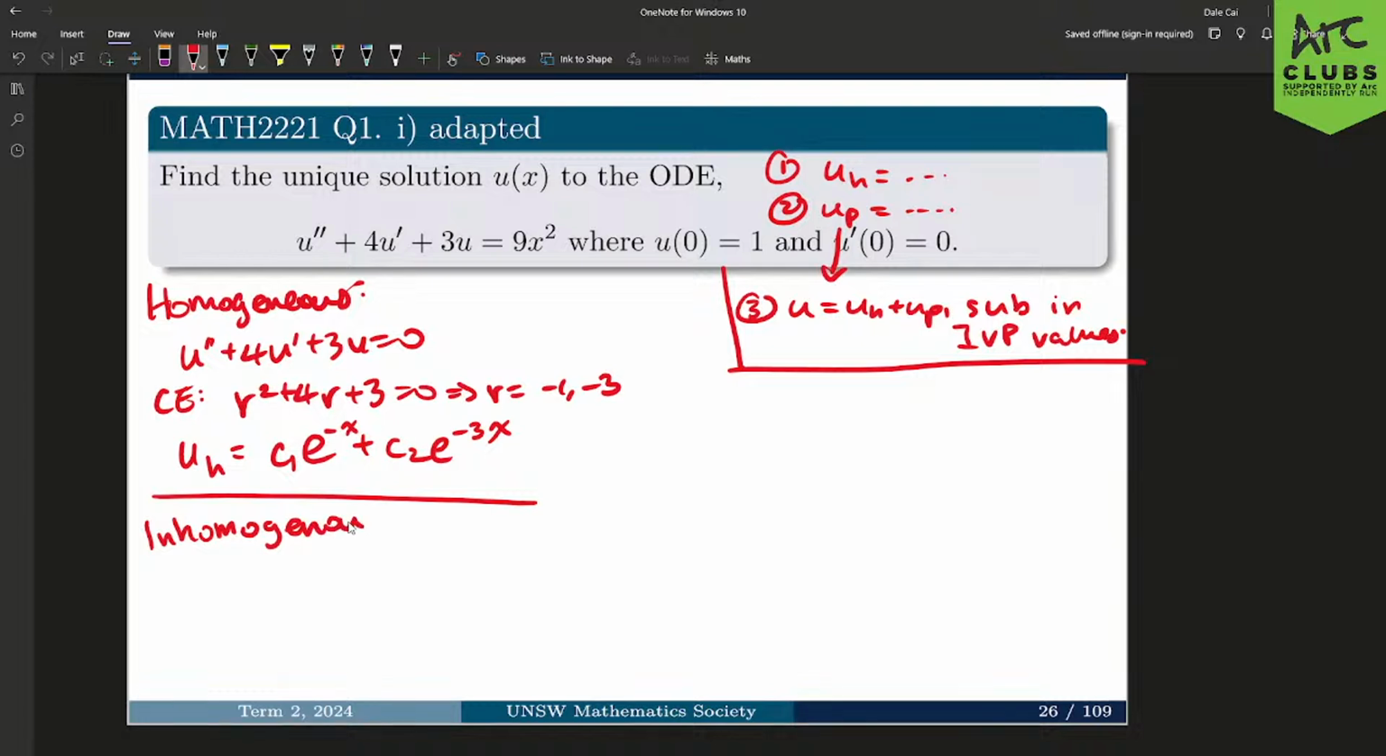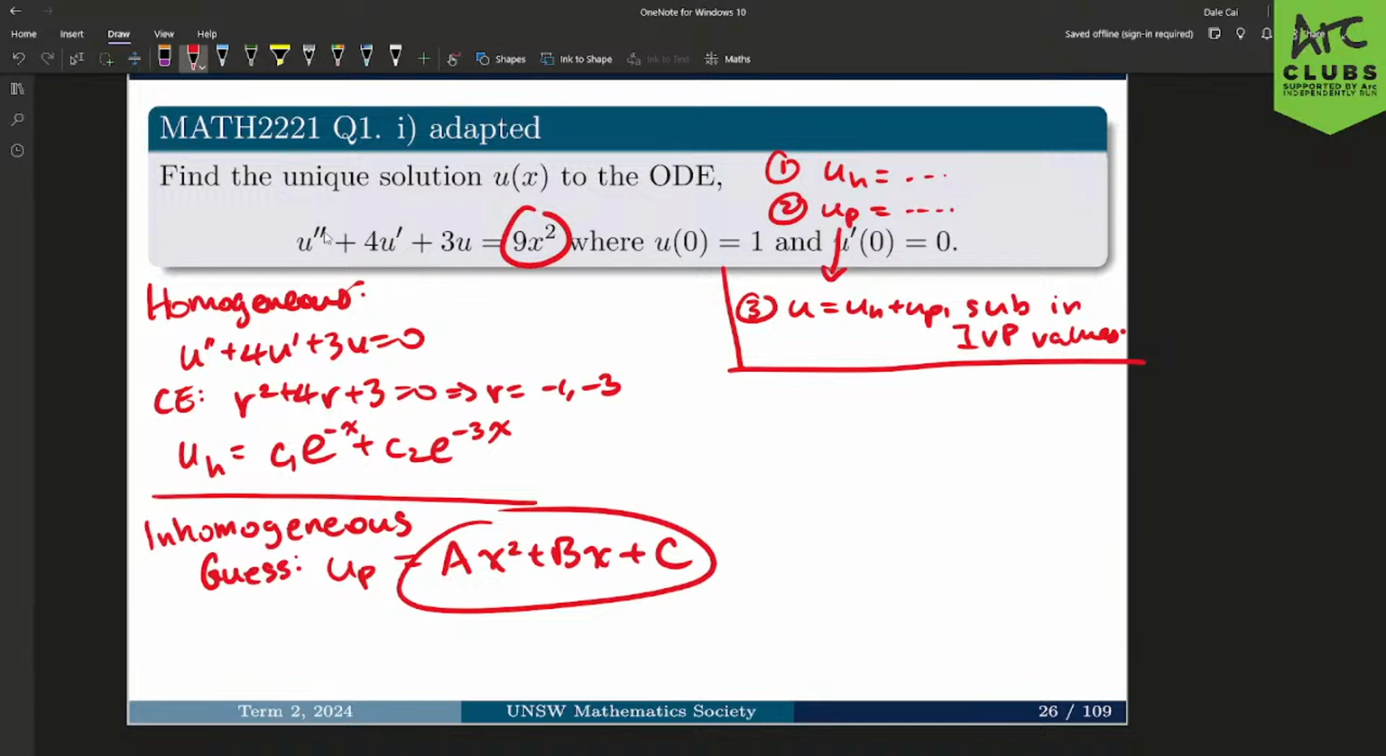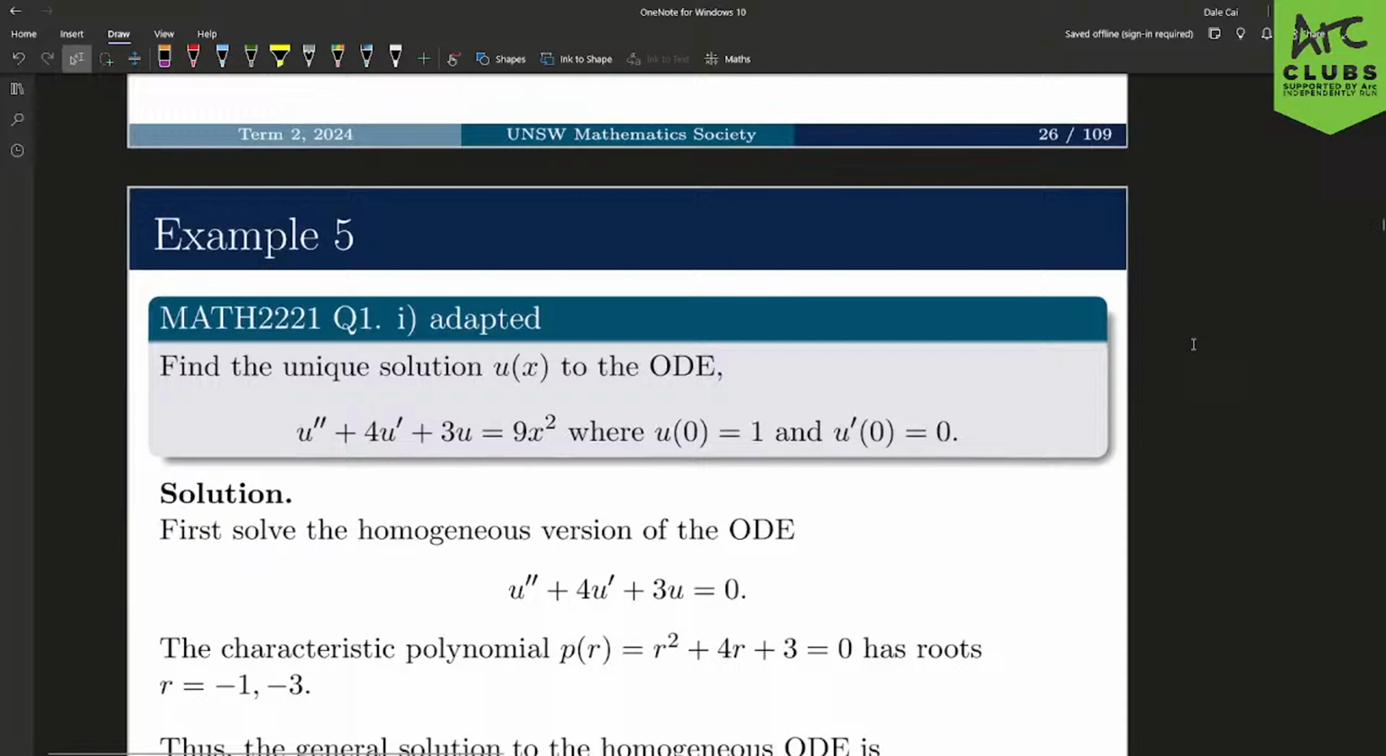For the inhomogeneous solution, since this is a degree 2 polynomial, our guess is UP equals ax squared plus bx plus c. So it's just another degree 2 polynomial. And at this point, it's pretty tedious. You plug this into the left-hand side, and then set it equal to the right-hand side. And okay, this should be on the next slide. I'll just let the next slide do it for me.